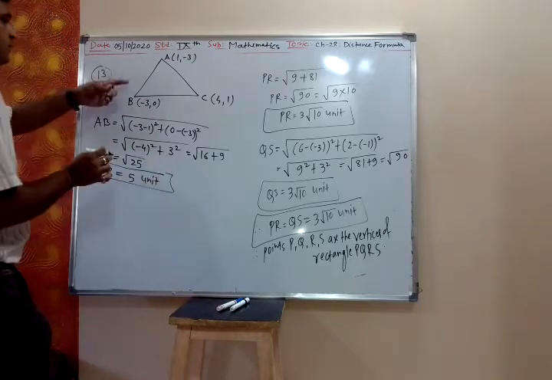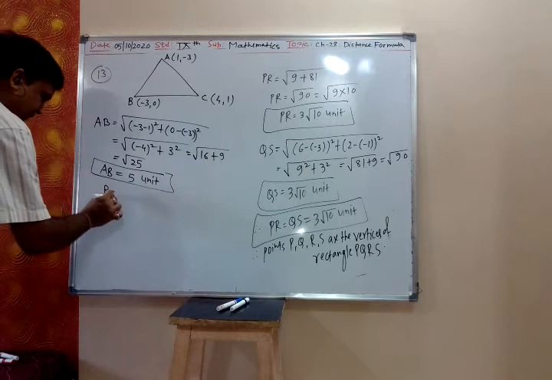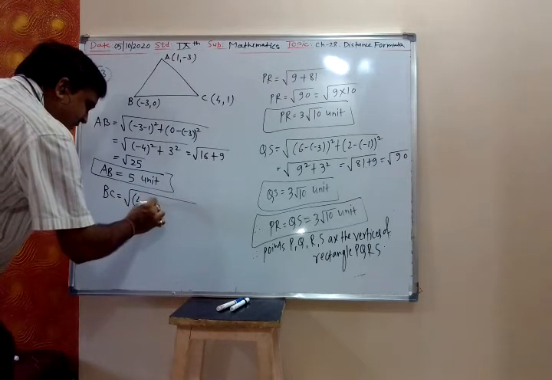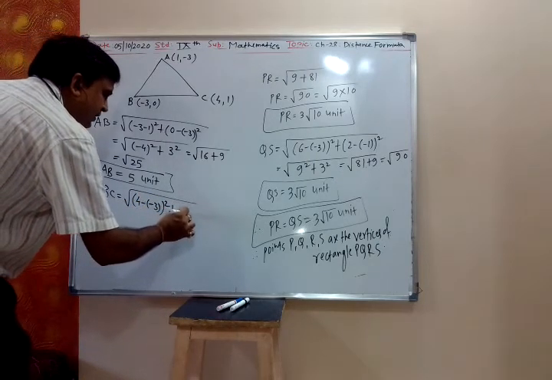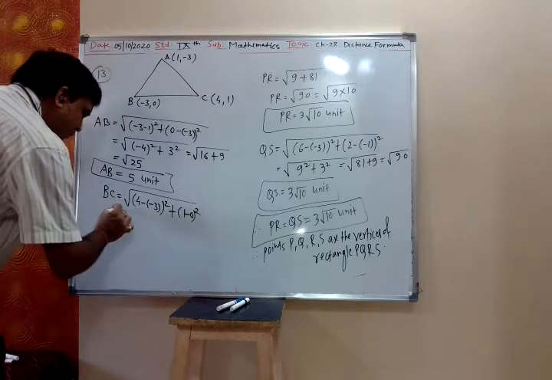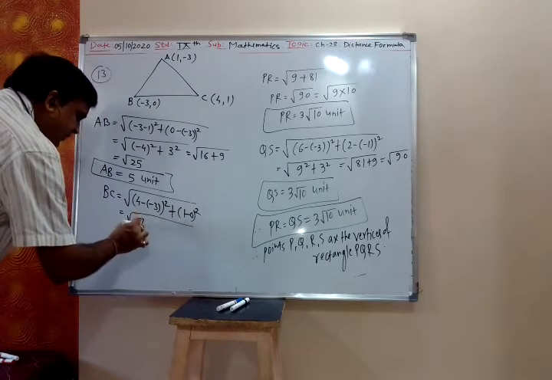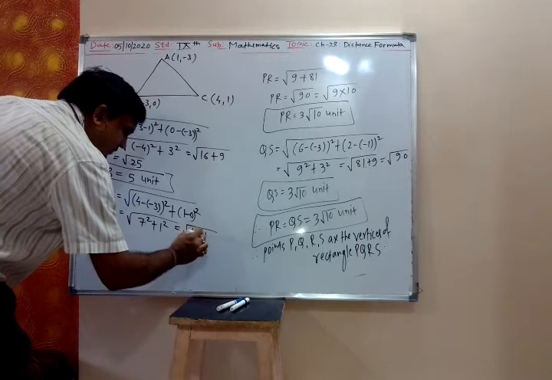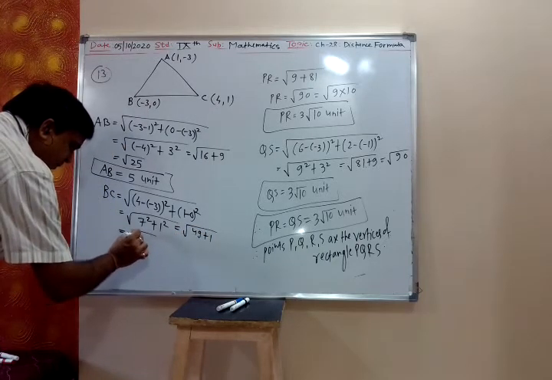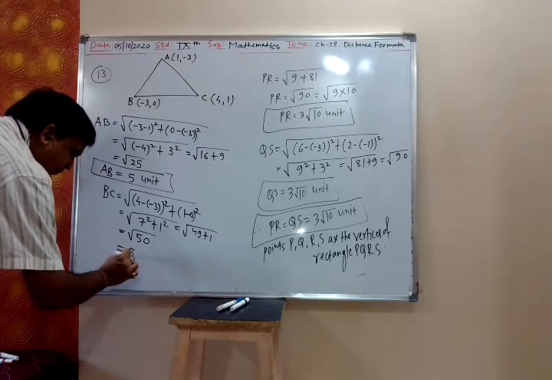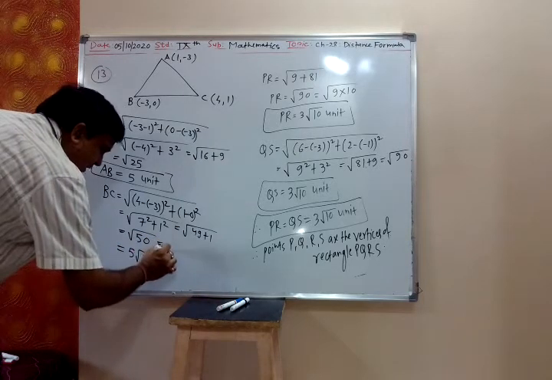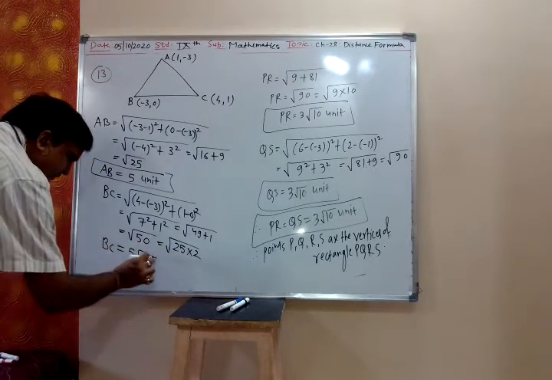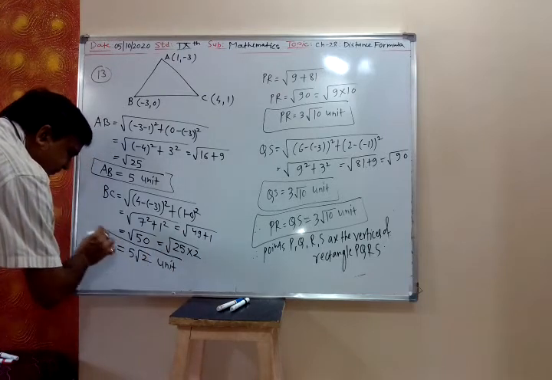Let us calculate BC. BC is square root of (4 -(-3)) square plus (1 -0) square. So 4 minus minus 3 is 4 plus 3 is 7 square plus 1 square. 7 square is 49. 49 plus 1 is 50. Root 50 is 5 root 2. 50 you can write as 25 into 2. 25 you take outside, 5 root 2. BC is 5 root 2 unit.